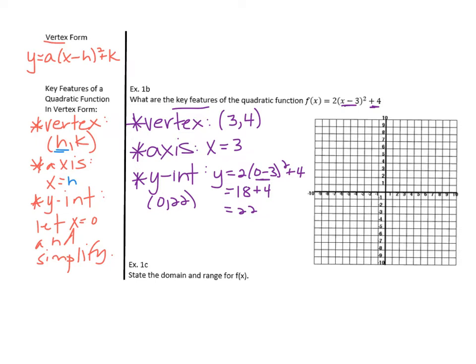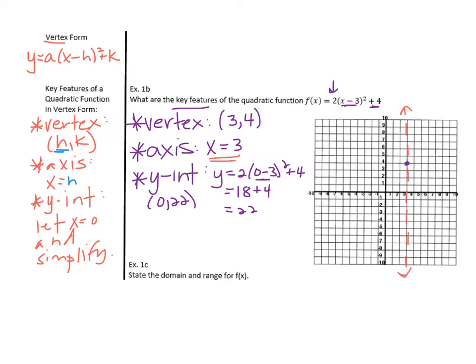So let's see what we can do using our transformation, describing that a value at the front. Our vertex is (3, 4). Let's go ahead and plot that. Our axis of symmetry, I'll draw that in using a different color. There's our axis of symmetry.